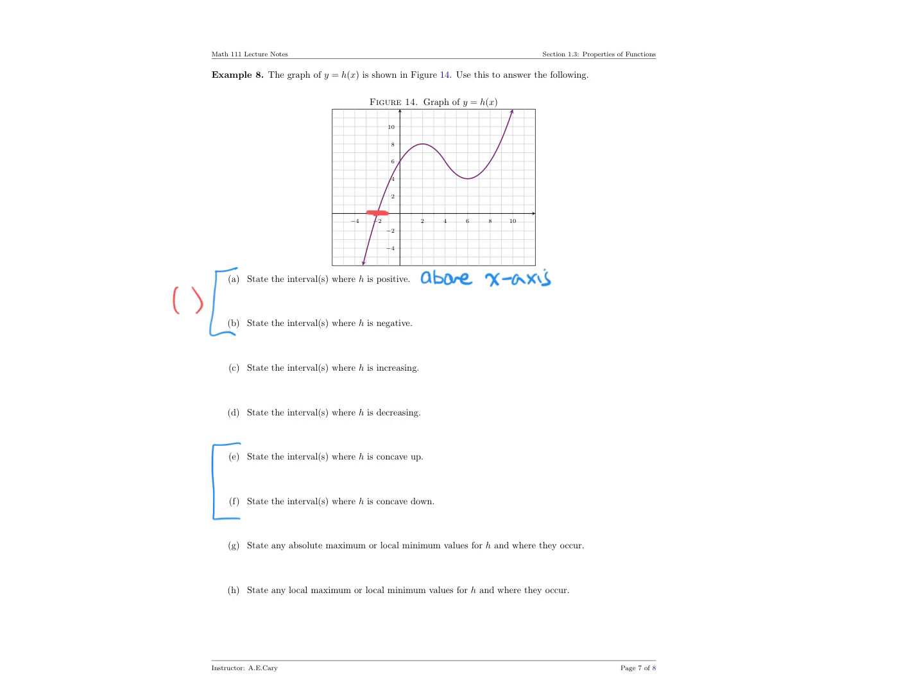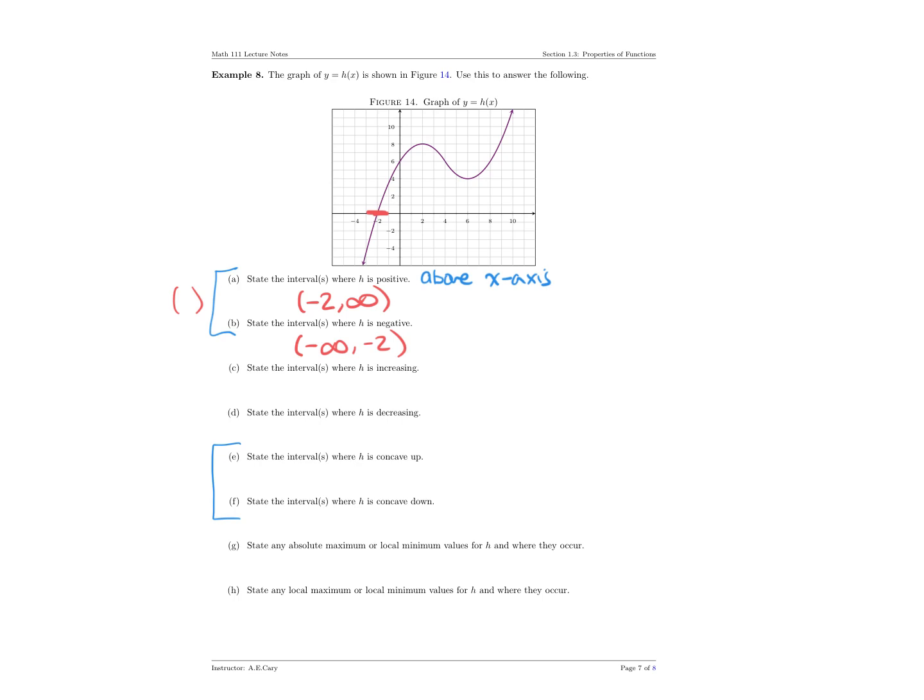So state the intervals where h is positive. That's going to be from when our x value is -2 onward. It never dips below the x-axis again. So our interval here is going to be from -2 to infinity. And then for when is h negative or below the x-axis, it's everything before that. So from -infinity to -2.